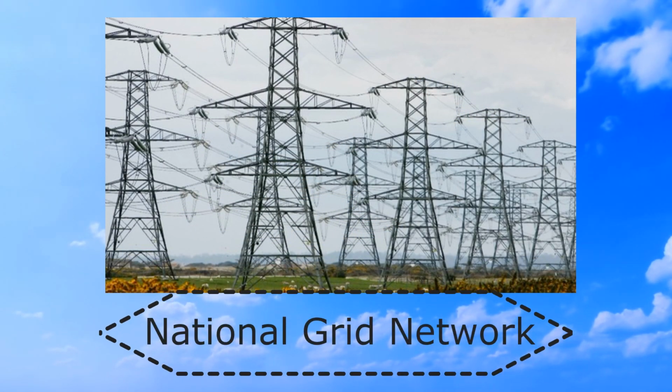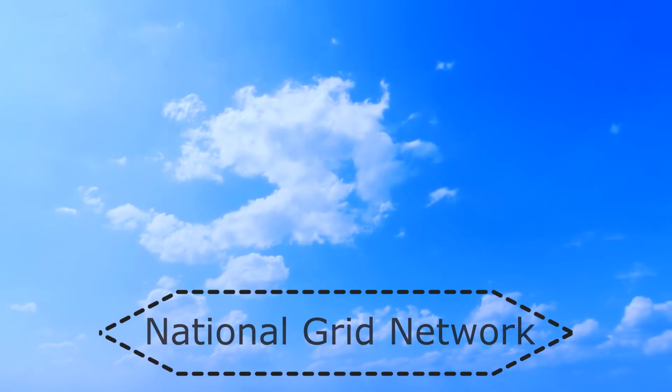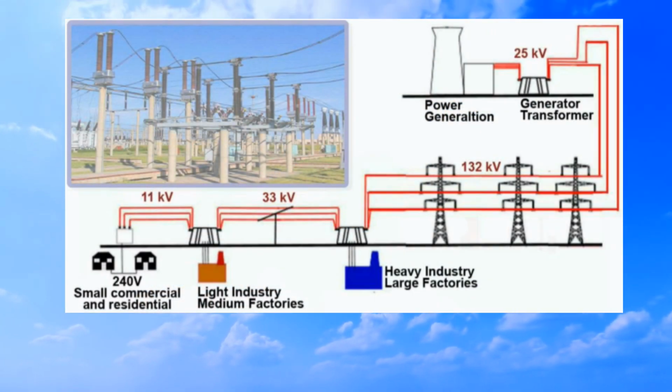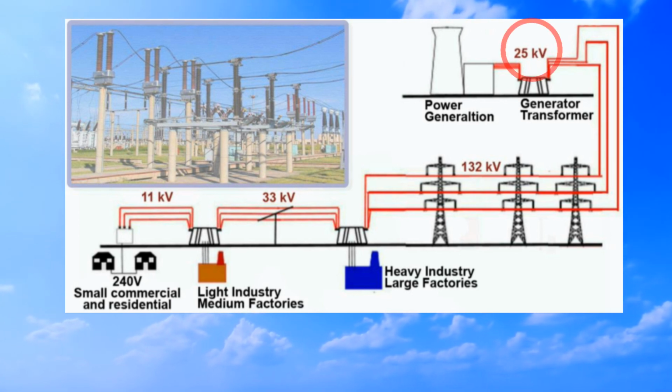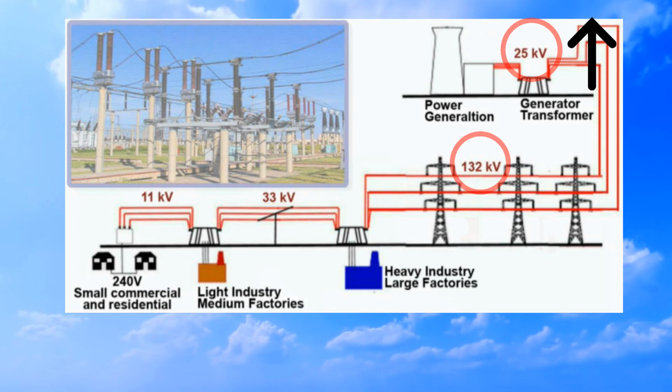One of the applications of the transformer is that it is actually used in the national grid network. This network is actually used to transmit electricity from one place to another. As you can see, the electrical energy generated in power stations is at a voltage of 25 kilovolts, and it is increased to 132 kilovolts with a step-up transformer before transmission.